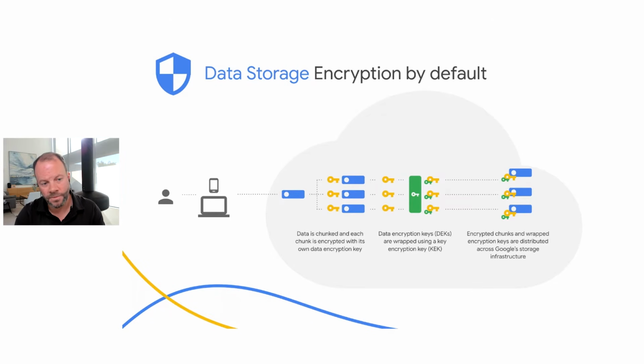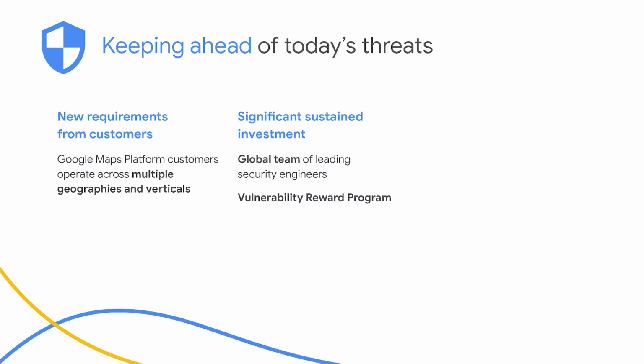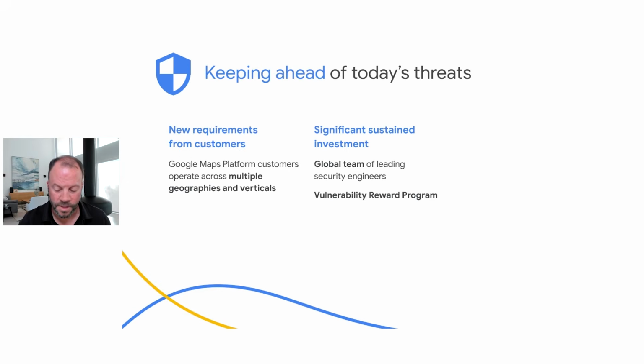This is done by default across all of our services for Google Maps platform. All of the data stored on the Google Maps platform is encrypted at rest by default. This is done by design. This is not something that is added on as an afterthought at a later date or as part of a software design release process.